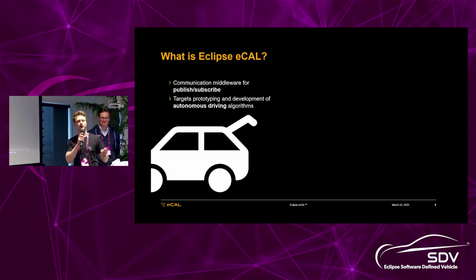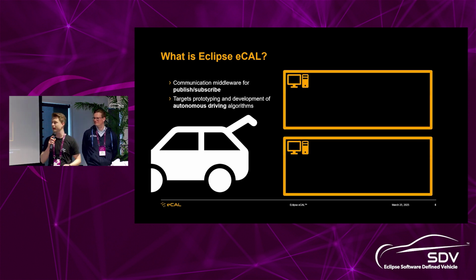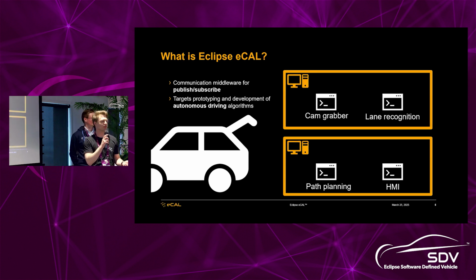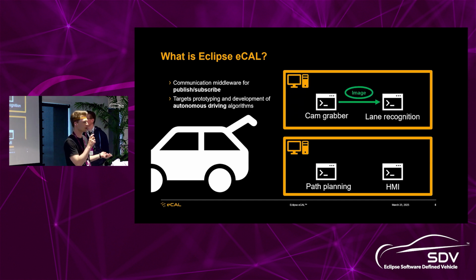We are focused on rapid prototyping, and what that means is that in our cars, you usually open the trunk and you have standard hardware. You have regular PCs in that. And on these PCs, we have algorithms that we're currently developing. Let's say, for example, we have a camera grabber, a lane recognition, a path planning, and an HMI. So what would happen in that case is the camera grabber would get an image from some camera. It would send it to a topic image, which is then subscribed by the lane recognition.